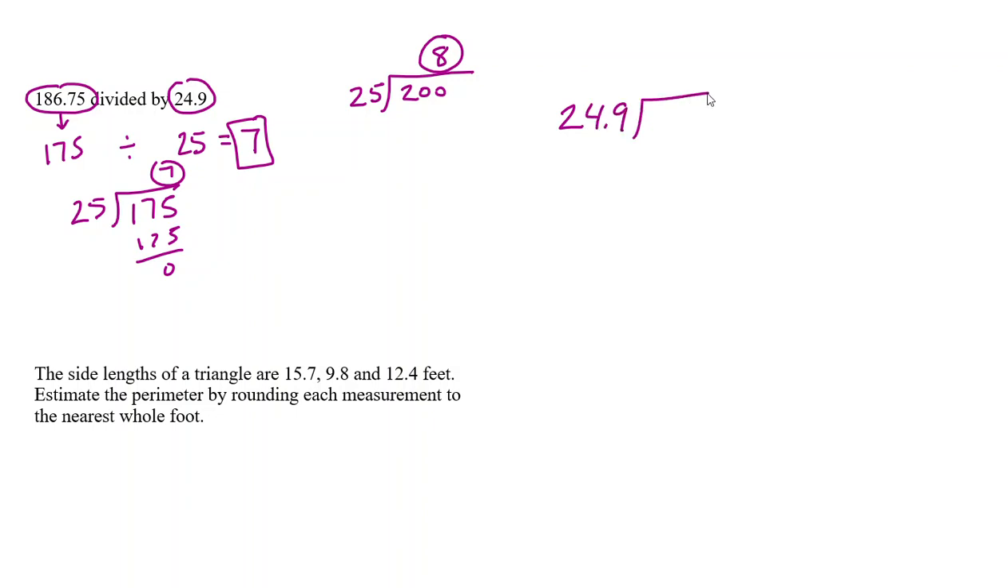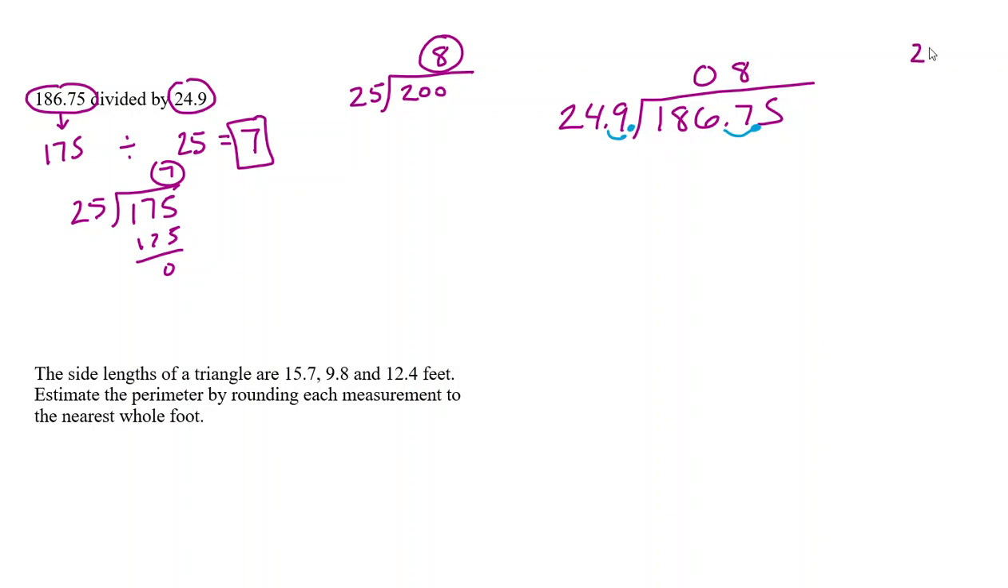24.9 goes into 186.75. We'll move the decimals over, so I'll just move them over one space. I'll do them in blue so they're easier to see. Okay, 249 goes into 186 0 times. 249 goes into 1,867. Now let's see. Probably 8 times. I'm going to guess 8.